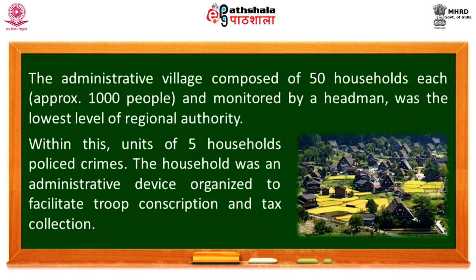The administrative village, composed of 50 households each and monitored by a headman, was the lowest level of regional authority. Within this, units of 5 households policed crimes. The household was an administrative device organized to facilitate troop conscription and tax collection.